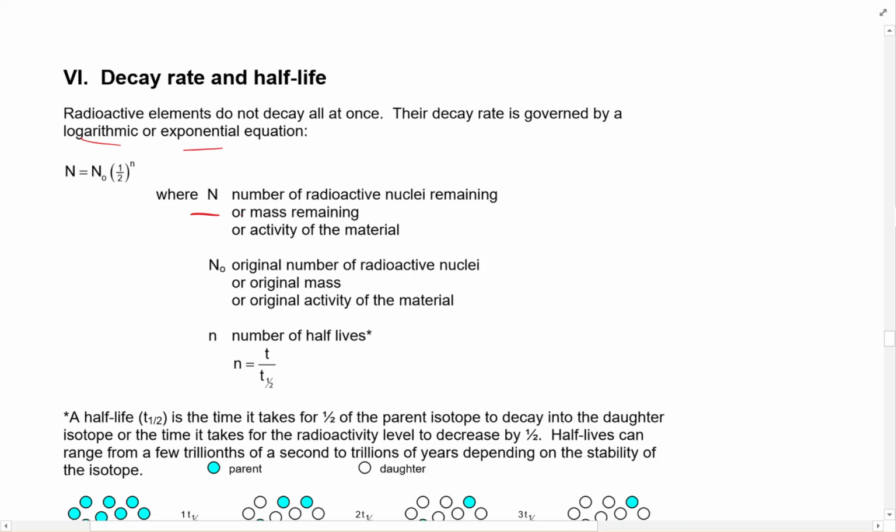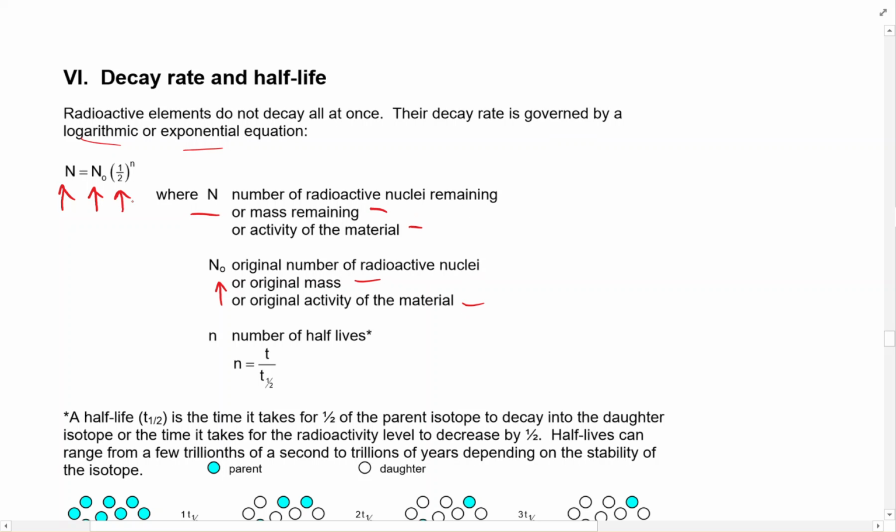N is going to be the number of radioactive nuclei remaining, right? So when we're done, that's what N will be. N naught, or N at time 0, is going to be the original number of radioactive nuclei, or original mass, or original activity of the material. Notice that there'll just be different wording for these things, but we'll use the same equation.